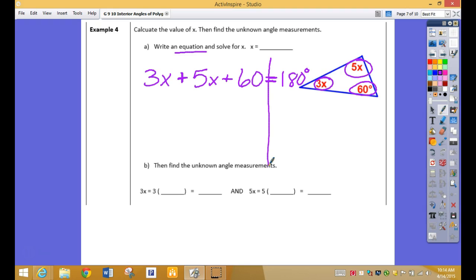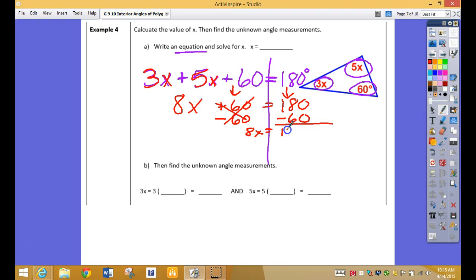Combine like terms. What are my like terms that I need to combine? My 3x and my 5x, I get 8x. Bring down my plus 60 equals, bring down my 180. Now what? Red Rover, send over the 60. Now I have 8x equals 120. And the final step to this equation is what? Divide by 8. Yep. And now we know that x equals what? 15. And we're all done, right?